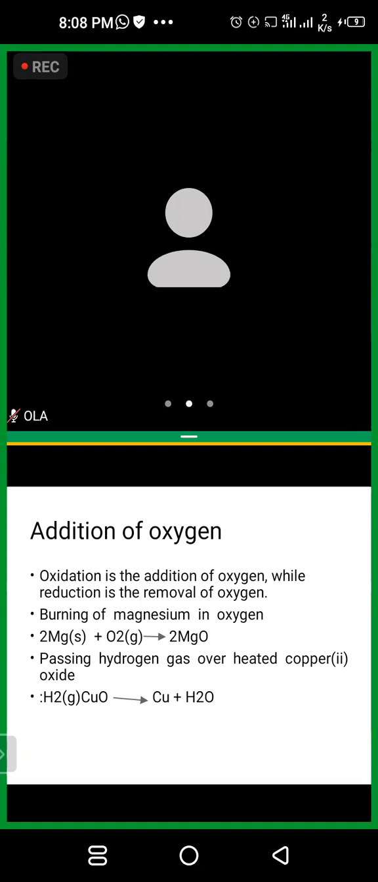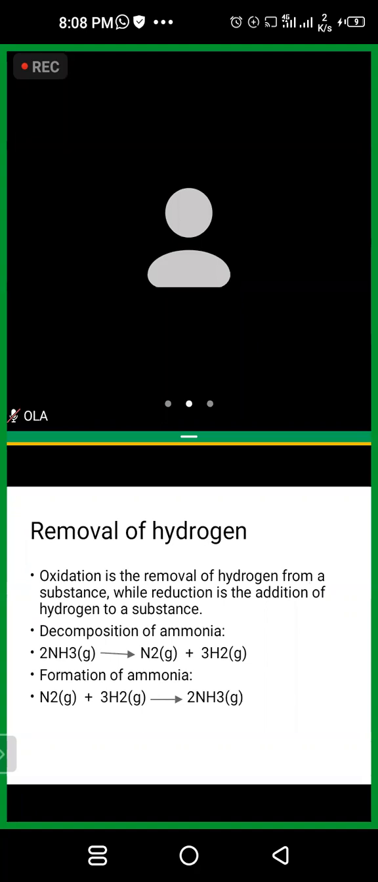Now, we move to the next definition, hydrogen. For the case of hydrogen, oxidation is the removal of hydrogen from a substance, while reduction is the addition of hydrogen to a substance. So simply put, if we have a substance whereby hydrogen is removed, that substance has been oxidized. But if hydrogen is added, that substance has been reduced or has undergone reduction.